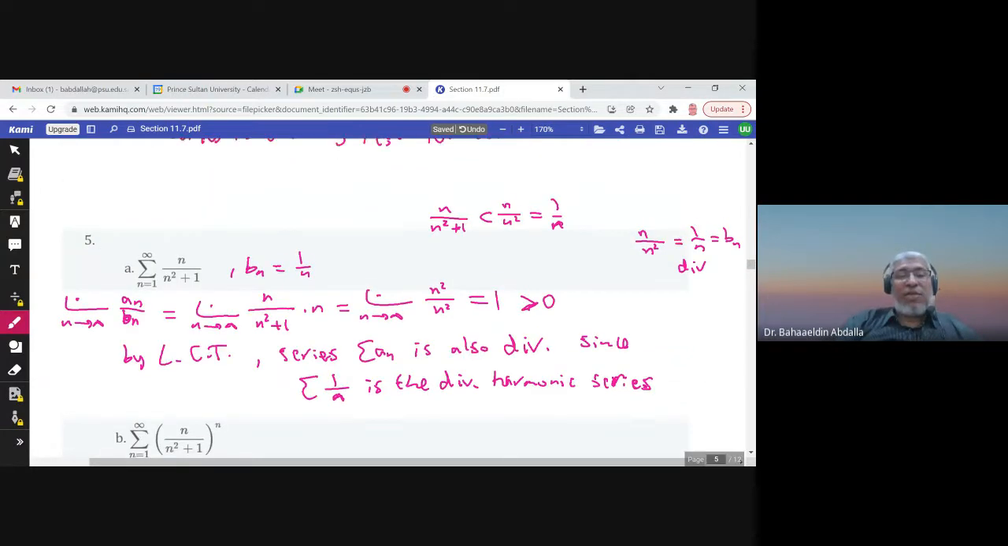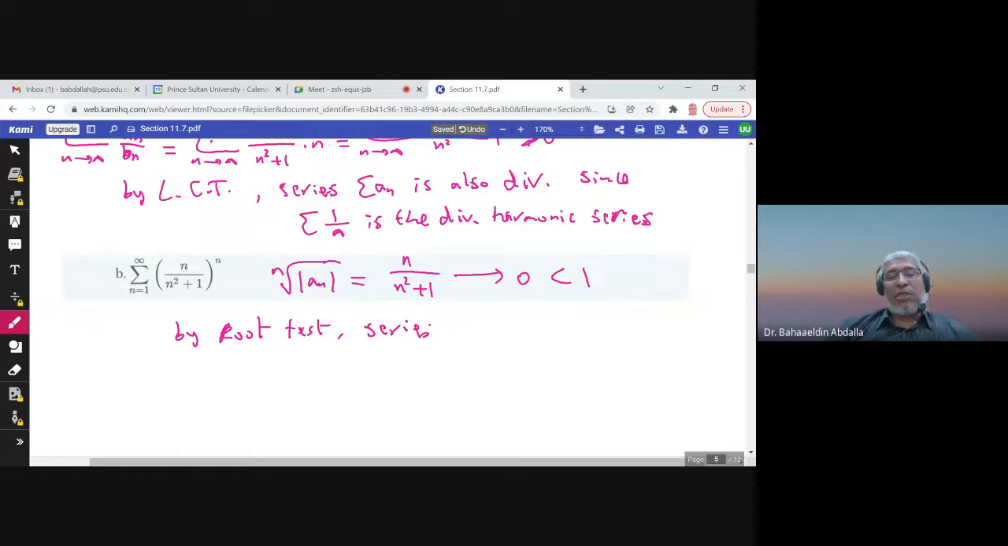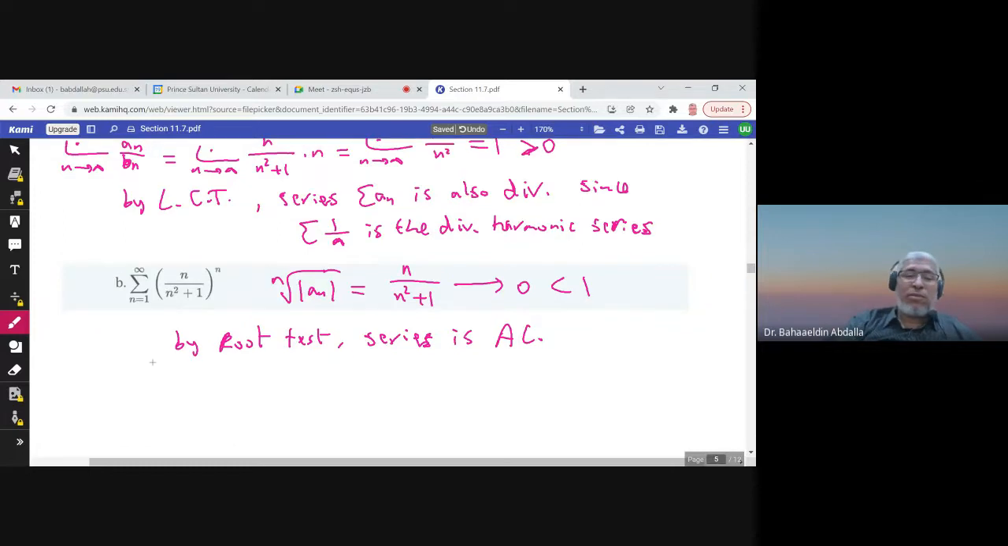Here it is the same series, but raised to the power n. Since I have power n here, let me use the root test. The nth root of a_n to the power n, with absolute value, will give me n over n squared plus 1. And when n goes to infinity, this will go to 0, and 0 is less than 1. So by the root test, this series is absolutely convergent. All right.